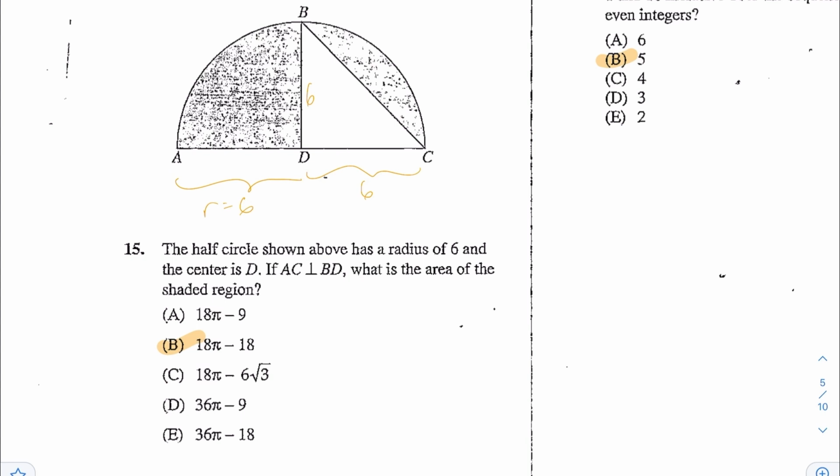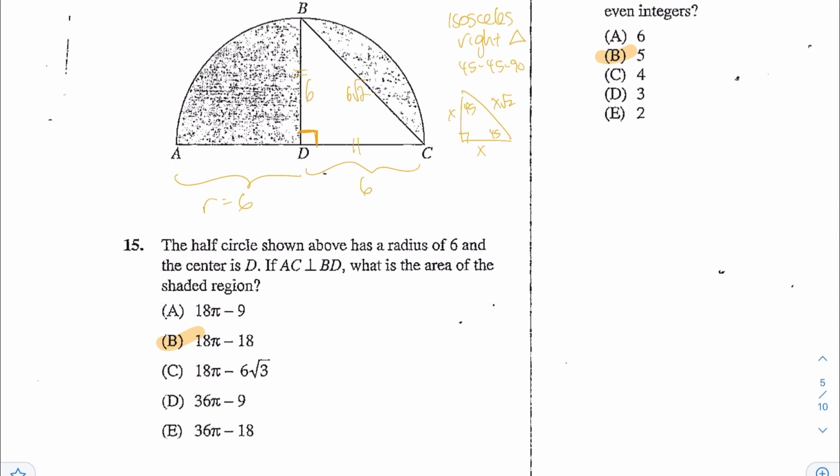Now AC is perpendicular to BD, so you know these are right triangles. And for a right triangle that's inscribed in a semicircle, in this case you have 2 sides that are equal. This is an isosceles right triangle, or a 45, 45, 90 special right triangle. And the sides are going to be in a ratio of x, x, and x root 2. You can also use Pythagorean, a squared plus b squared is equal to c squared, but this is a lot faster. So you know that the hypotenuse is going to be 6 root 2.